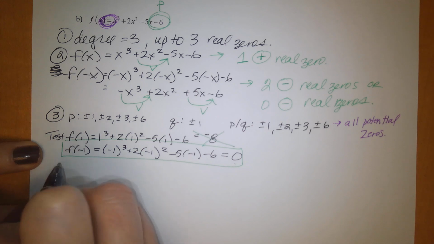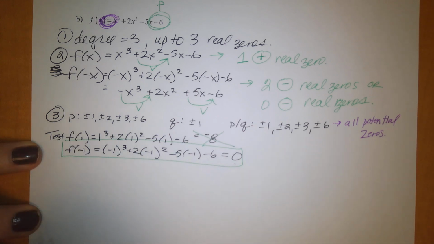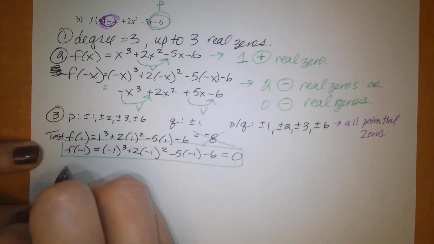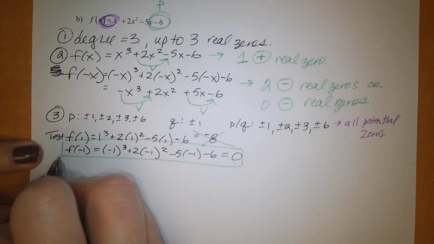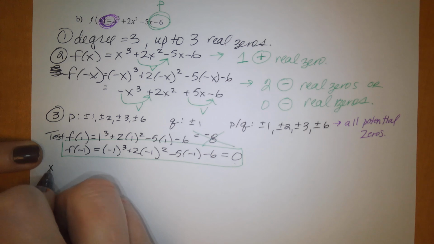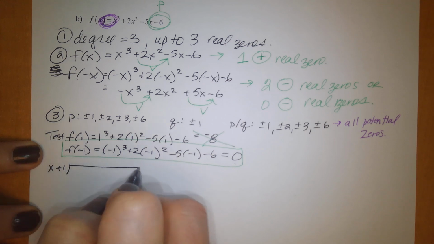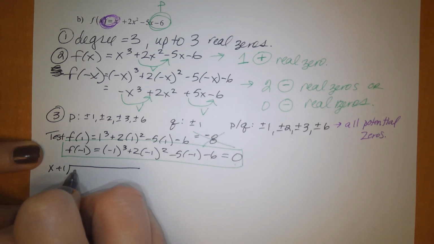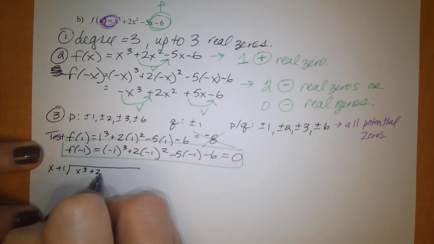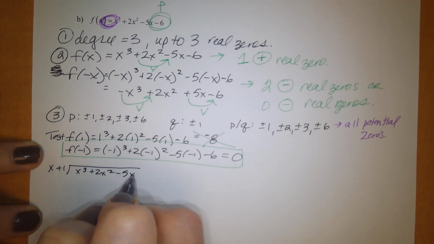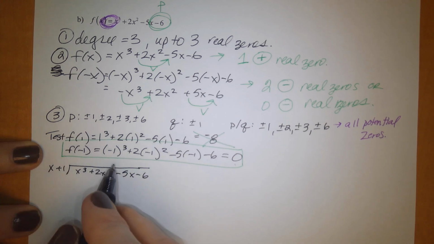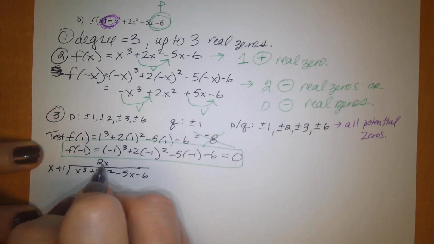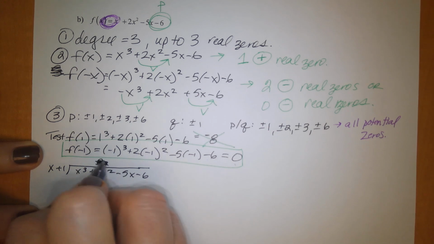So I'm going to take that negative 1 on the outside. I again will show you synthetic division to show you what that looks like. So long division, we're going to take x plus 1 and divide it into the polynomial, which is x to the third plus 2x squared minus 5x minus 6.